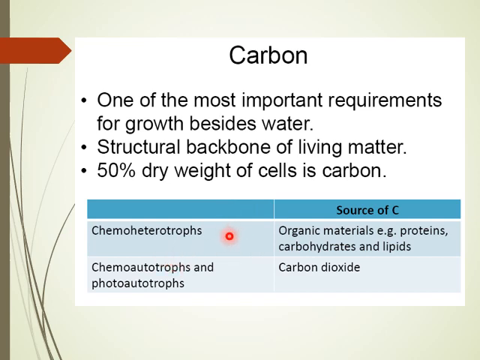So let's have a look at the group of microbes: chemoheterotroph, chemoautotroph and photoautotroph. What are the sources of carbon? Chemoheterotroph. Heterotroph, remember, needs organic materials such as protein, carbohydrate, and lipid as the source of carbon. Whereas chemoautotroph or photoautotroph don't rely on living matter, so they use carbon dioxide as the source of carbon.